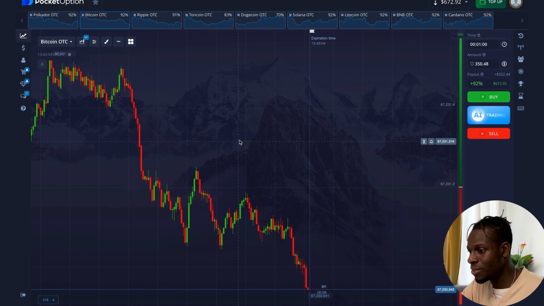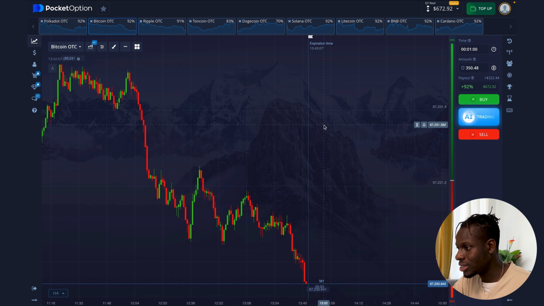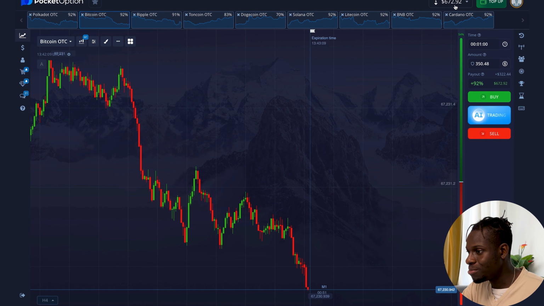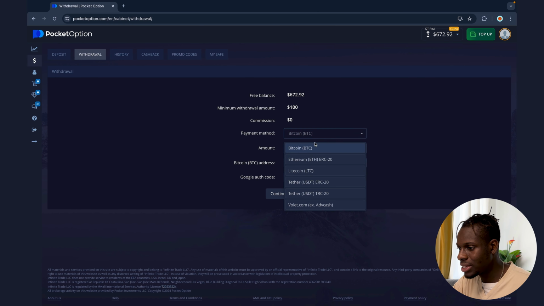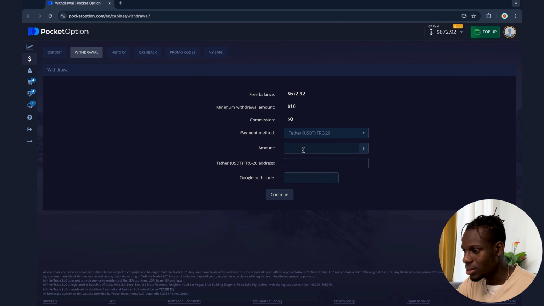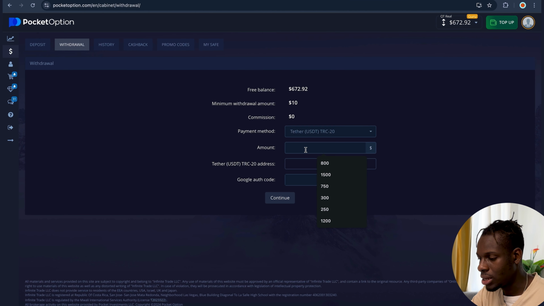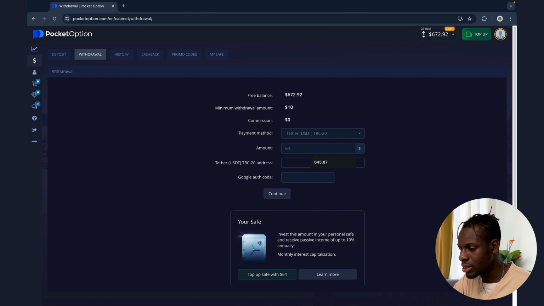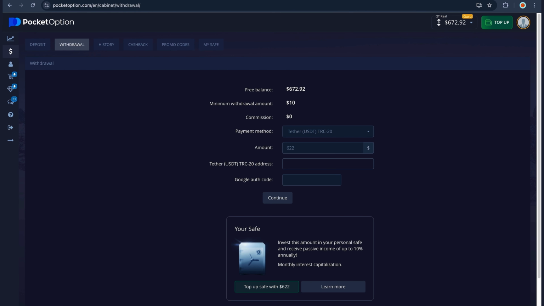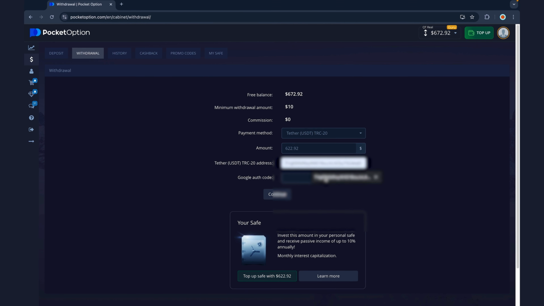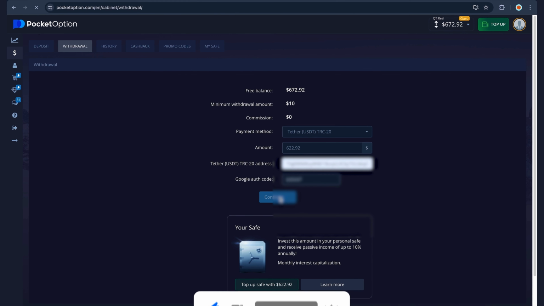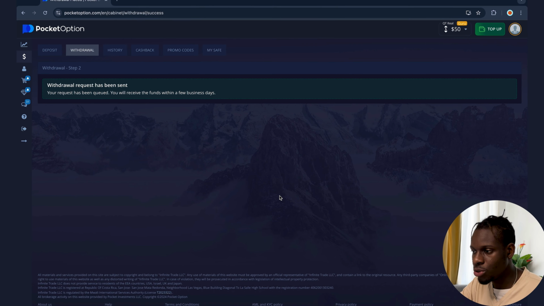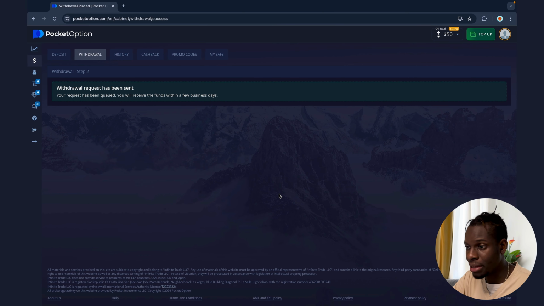Okay, we started from $50. Right now, we're at something over $600. So I am pretty satisfied. I'm going to go ahead and withdraw. I'm pretty satisfied with the results. So let's just put our profits in, 622 to be precise, actually. Perfect, guys. Okay, so the withdrawal has been sent. I will get that cash anytime now.